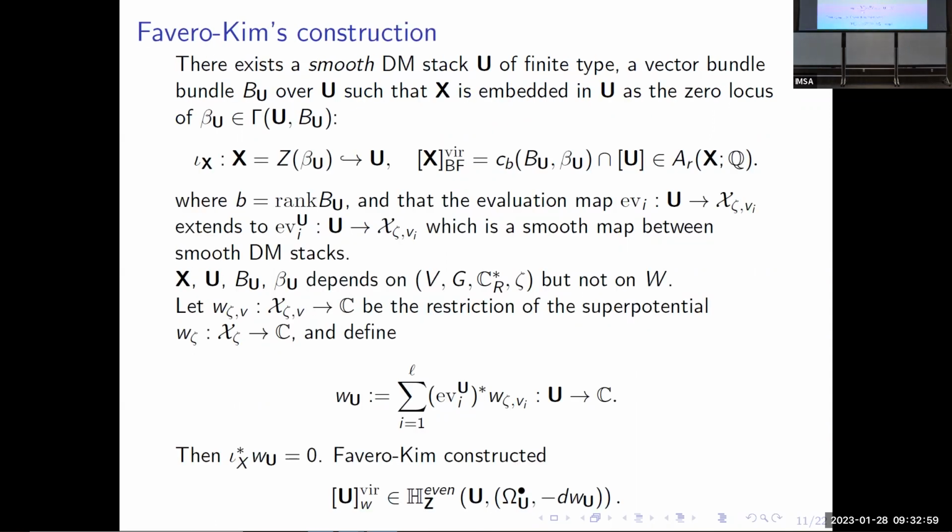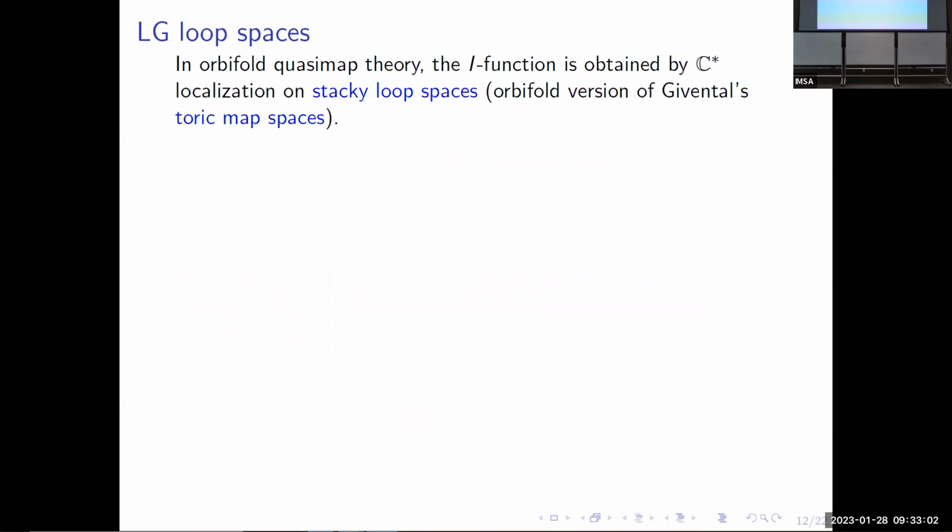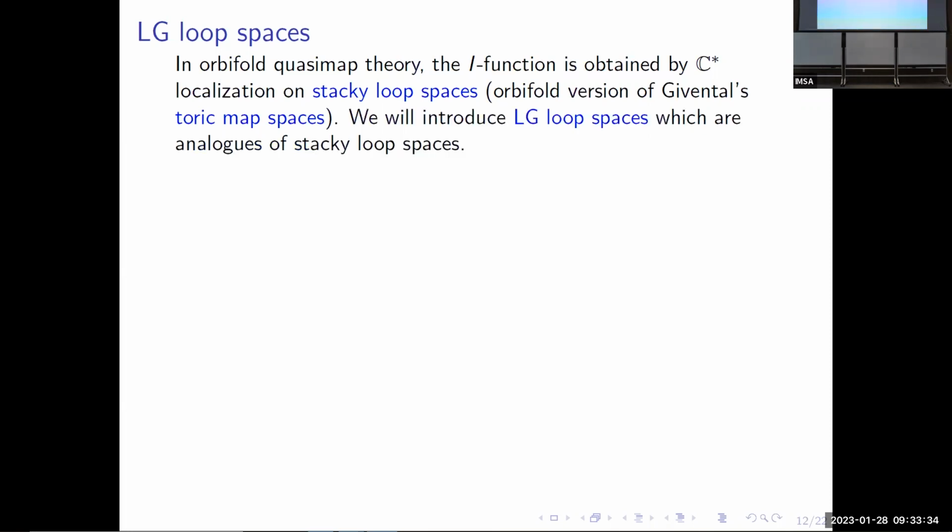Okay, so now we will specialize to a very nice case. From now on, G becomes a torus, and we consider genus 0. In orbifold quasi-maps theory, the I function is obtained by C-star localization on stacky loop spaces, which is the orbifold version of Givental's toric map spaces, which arose in the proof of the mirror theorem for toric complete intersections, or toric varieties themselves. So we will introduce Landau-Ginzburg loop spaces, which are very similar.